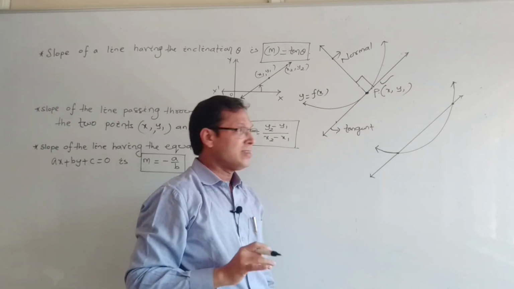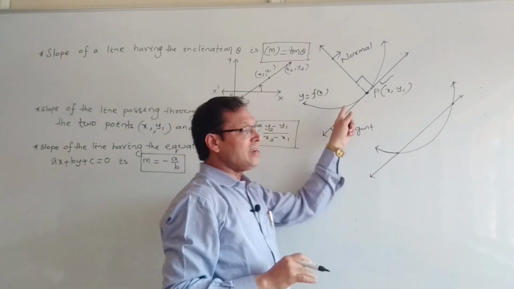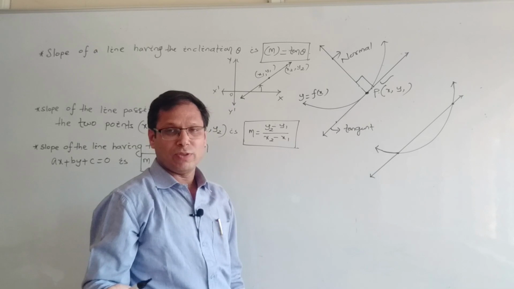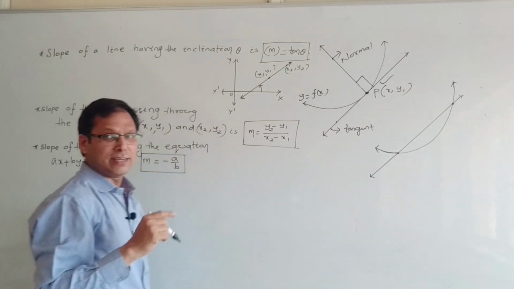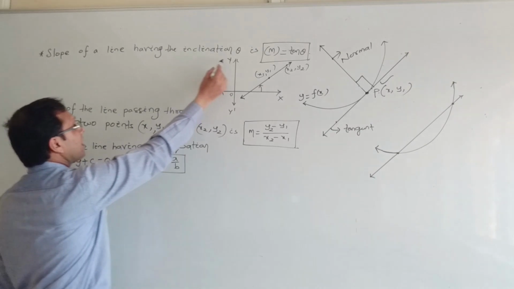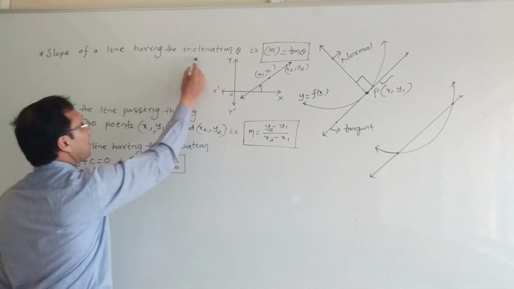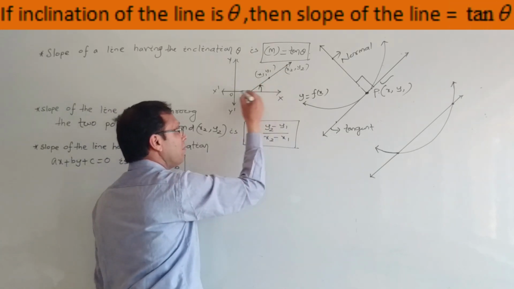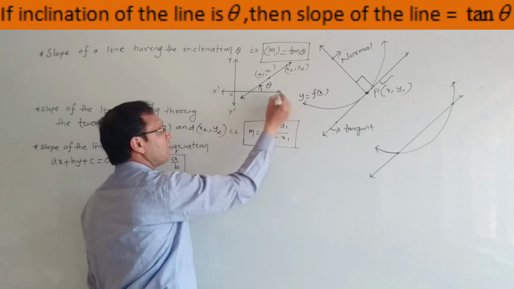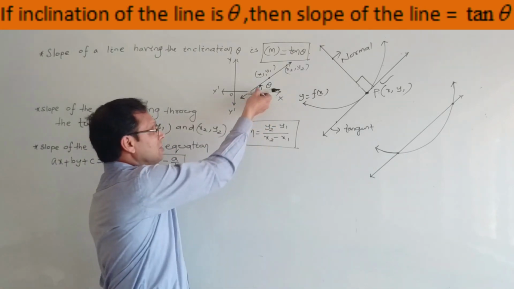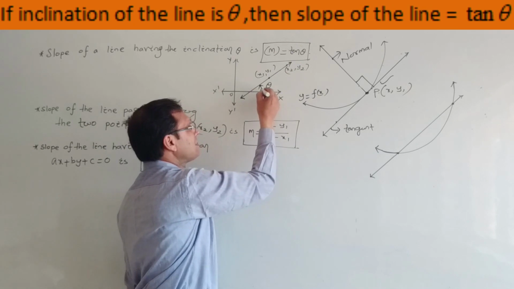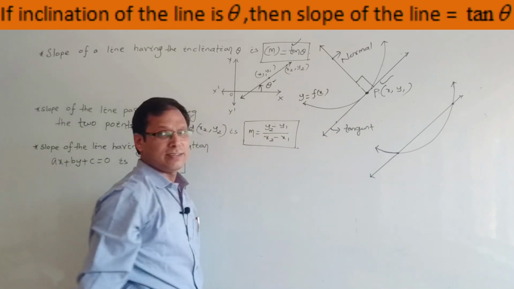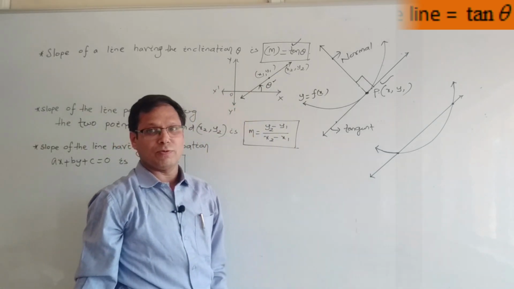Next, we will go to the slope. To find the equation of the tangent, first you should know the slope of the line, that is, the slope of the tangent. Suppose one line has the inclination theta. Inclination means the line makes an angle theta with the positive direction of the x-axis. If the line makes an angle theta, then tan theta will be the slope of this line. If theta is given, then tan theta is the slope of the line.